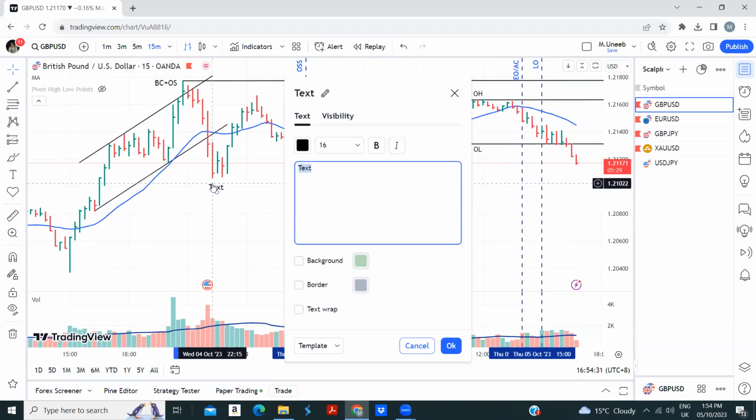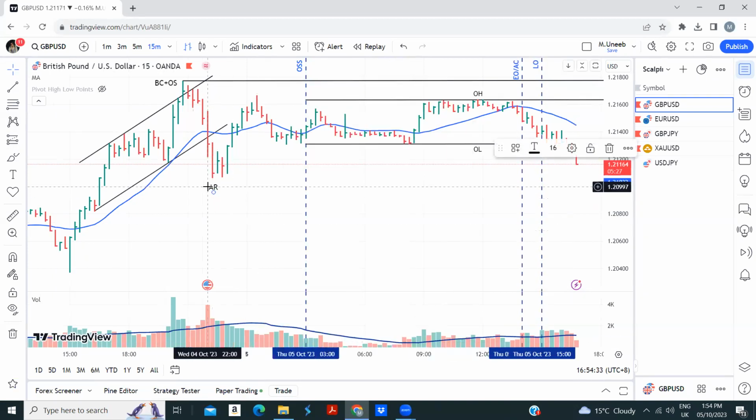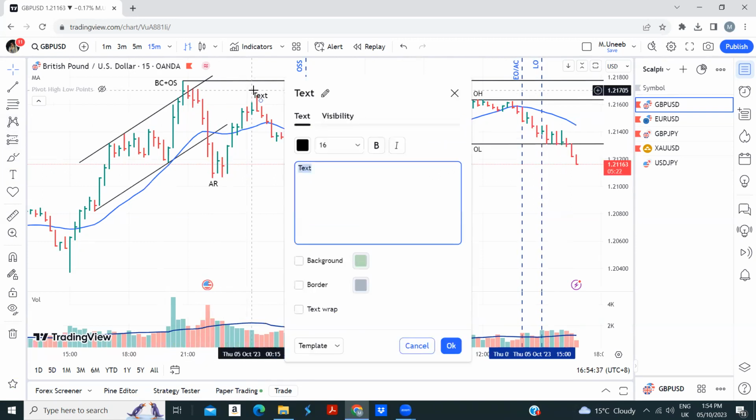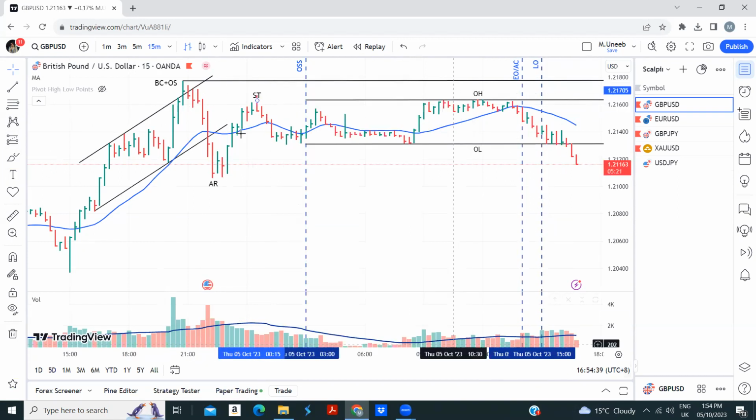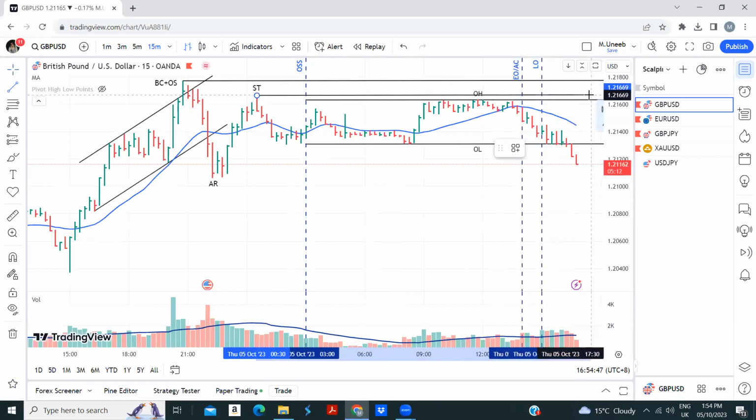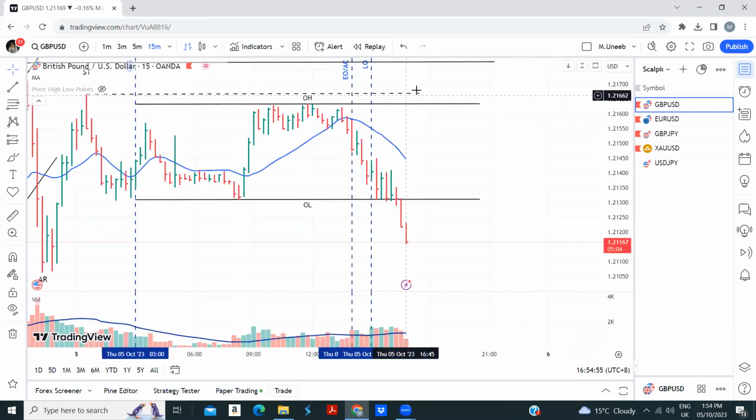We have this AR, which is automatic reaction. And this one is the secondary test. So, marking it as a secondary test. Now I know I can draw another line at this point here. I can just draw the dotted line just to mark it as a secondary test line.